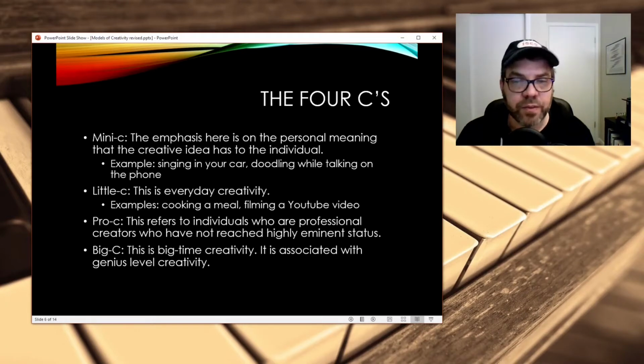Okay, and then there's the 4 Cs. A couple of these, I think, kind of have overlap. Mini C and little c. With mini C, the emphasis here is on personal meaning that the creative idea has to the individual. So if you're singing in your car or you're doodling while you're on the phone, that's considered mini C creativity. And then little c has a little bit more to it. It's everyday creativity. It's a little bit more refined.